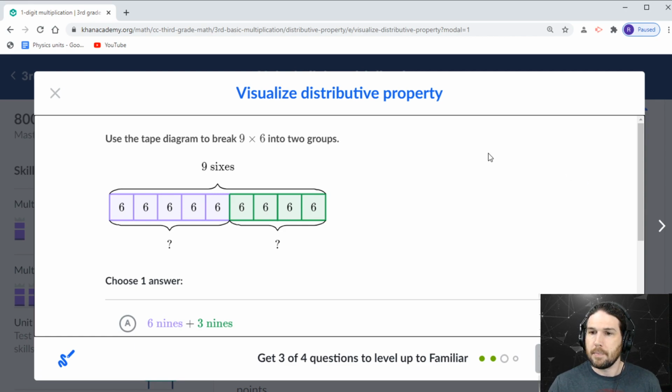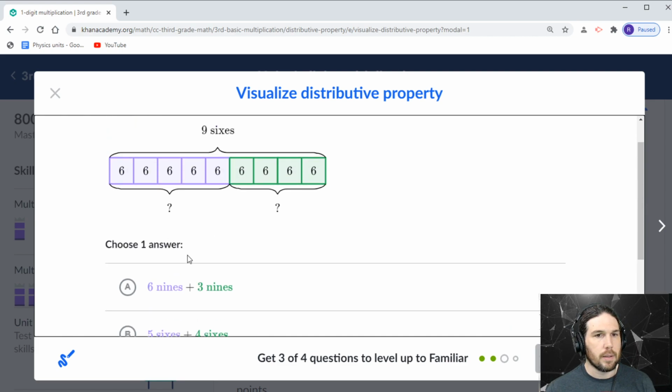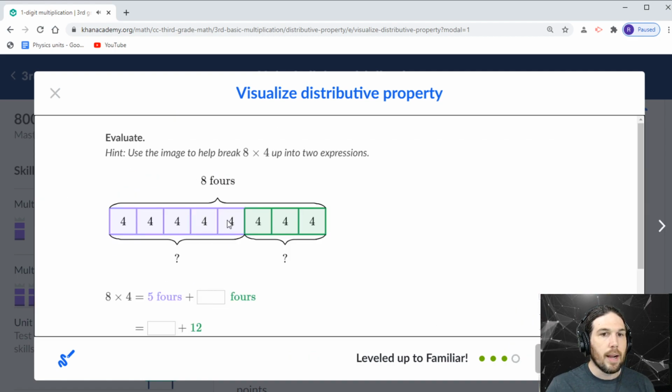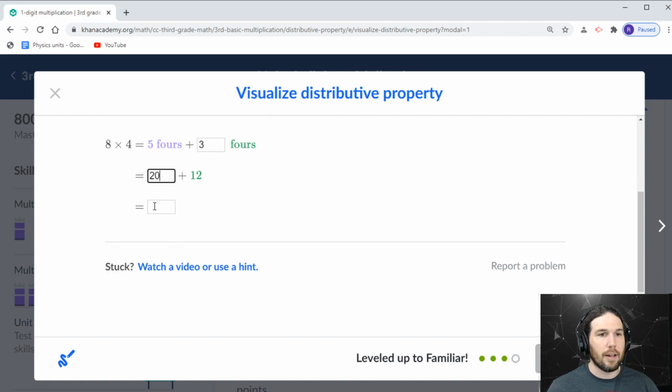Right? So anyway, use the tape diagram to break 9 times 6 into 9 times 5 and 9 times 4. So that's, wait, 1 2 3 4 5. Oh, 6s. God, I got messed up. I got so excited that I have several viewers. 1 2 3 4 5 6s and 4 6s. Yes, so that's B. And then we have 8 times 4, which is 5 4s and 3 4s, which is the same thing as 20 plus 12, which is 32.